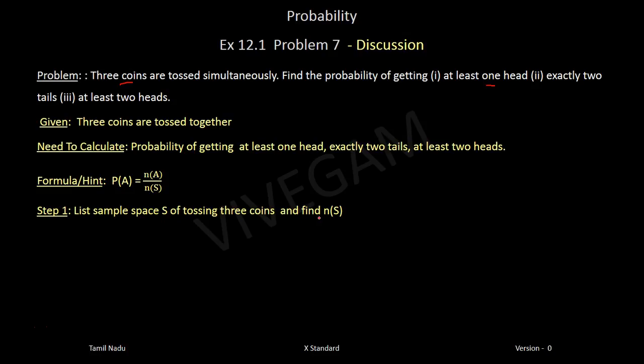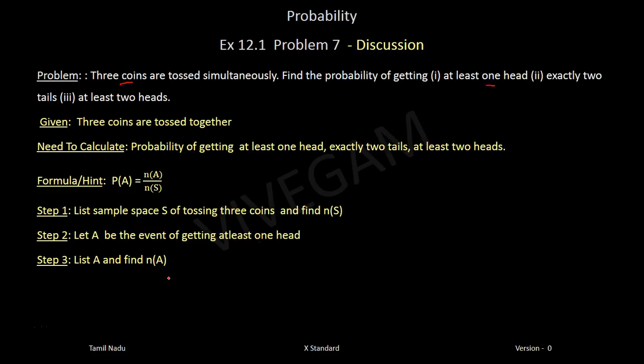Whenever you toss 2 coins, it's a little easy to do it. But for 3 coins, it is a little difficult, but I have done that for you. Next time I will draw a tree diagram and show you how to get the sample space. Then let A be the event of getting 1 head. Find N of A. Then find the probability of the event A, that is N of A divided by N of S.